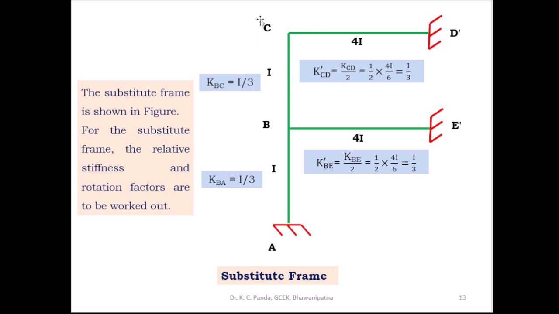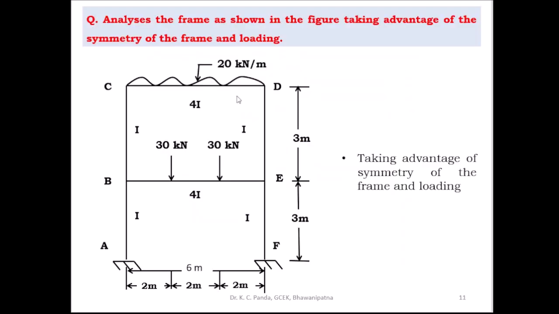Then, as the axis is passing through the midpoint of the beam, you take half of the beam and take the midpoint as the fixed end, and this is the substitute frame. Find the relative stiffness and the rotation factor of the substitute frame. As you know, for the original frame, the relative stiffness of the member CD, KCD, is equal to 4I by 6. And the relative stiffness of the original member BE, KBE, is equal to 4I by 6.